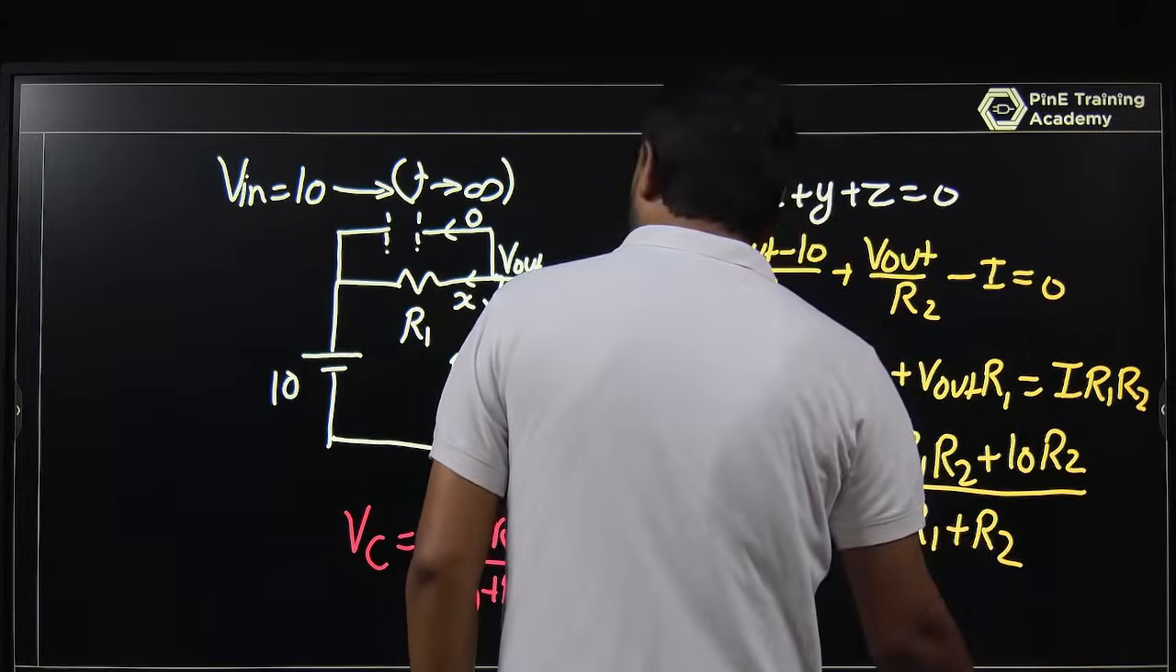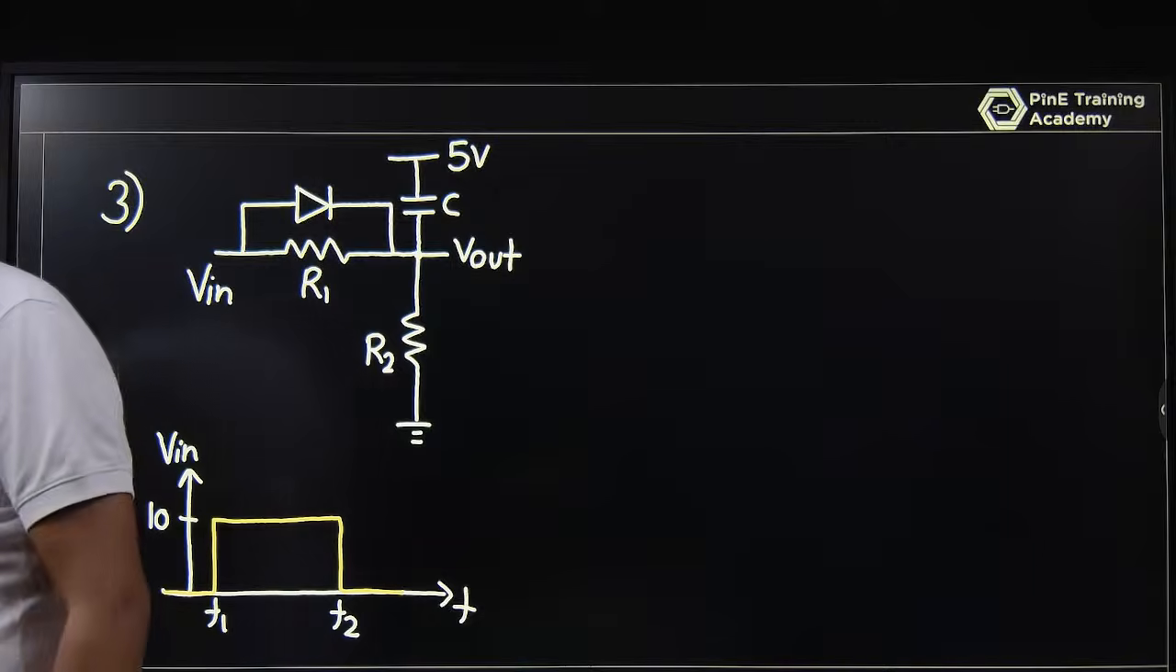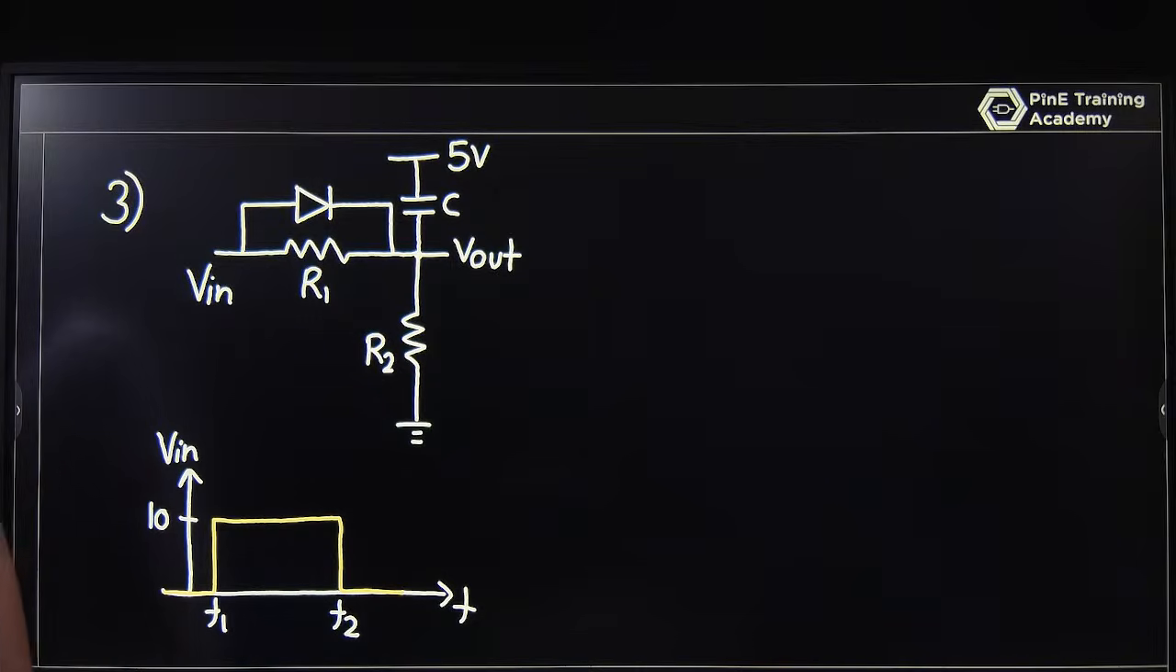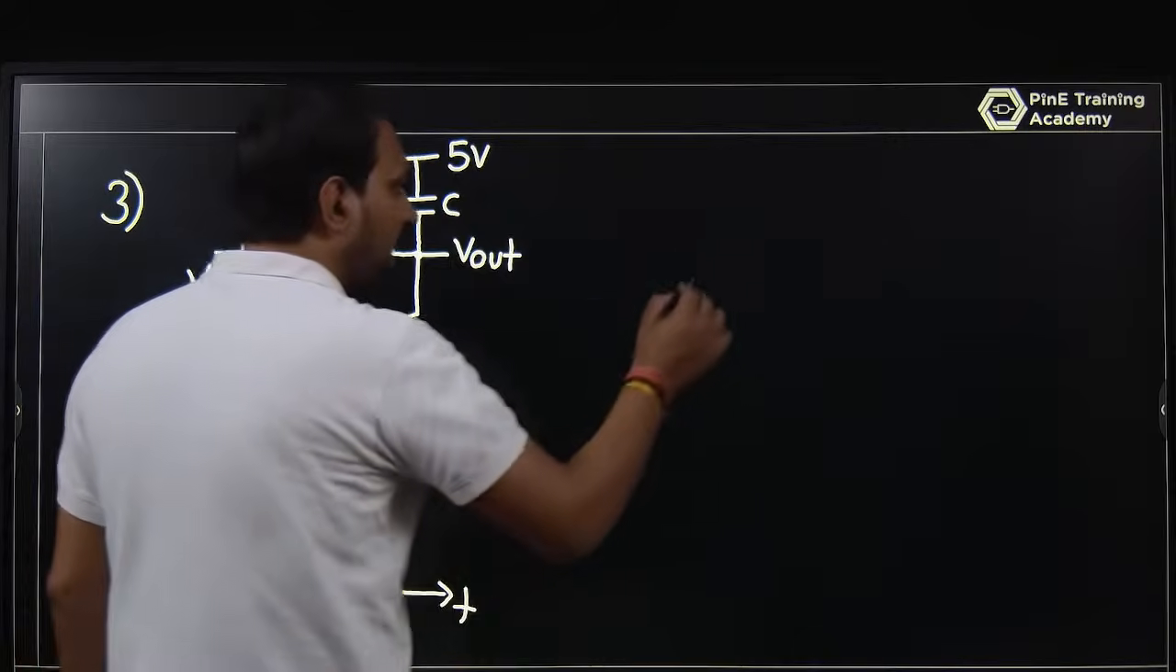Let's talk about the diode. The topic is diode with the RC. So we covered the current source, and now we are going for the diode. What is the meaning of diode? Firstly, understand how the diode is working.